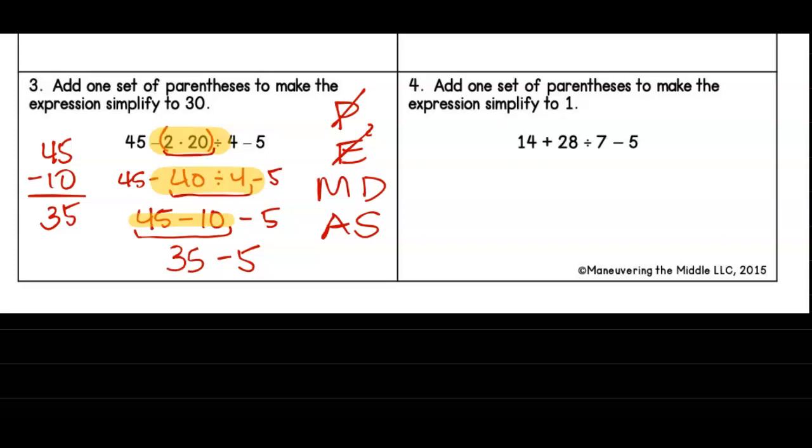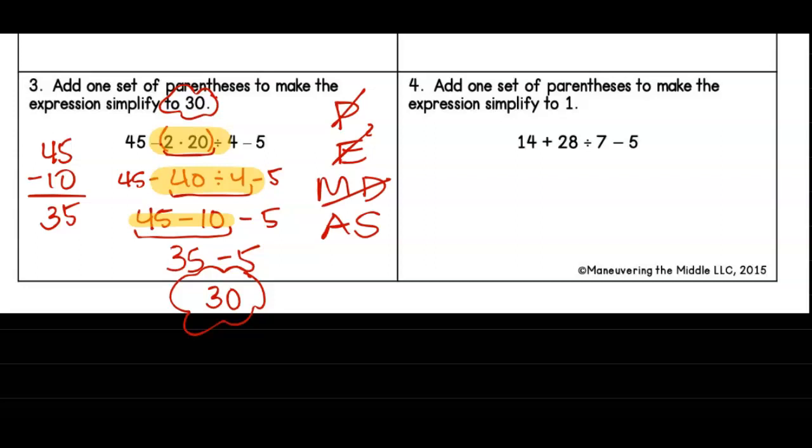Now, do we have any multiplication or division from left to right? No, we don't have any whatsoever. We're done with all of that. Do we have addition or subtraction? Yes, and I should have said that right up here. But we do have subtraction. What's 35 minus 5? It is 30. And do we get what we were looking for? When it said, add one set of parentheses to make the expression simplify to 30, did we get our goal of 30? Yes.